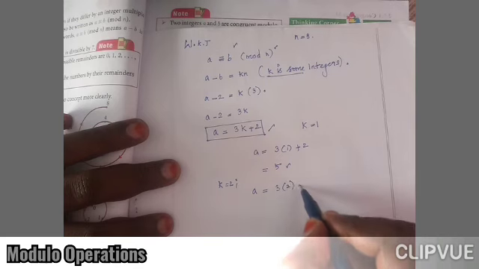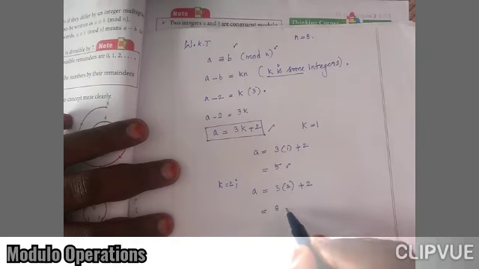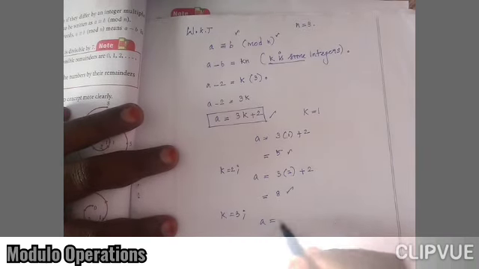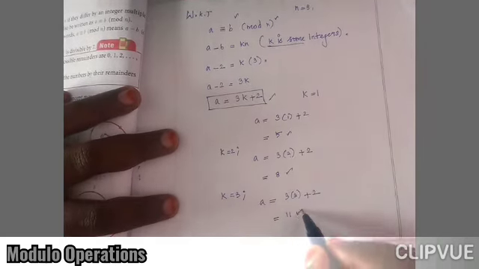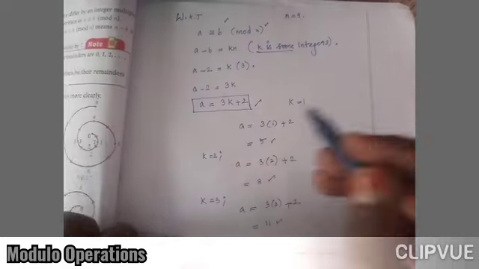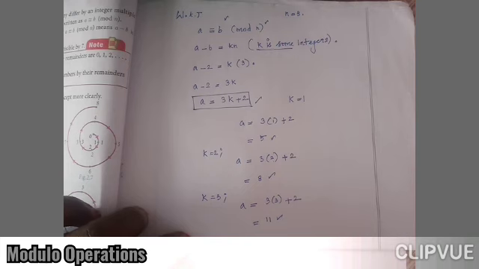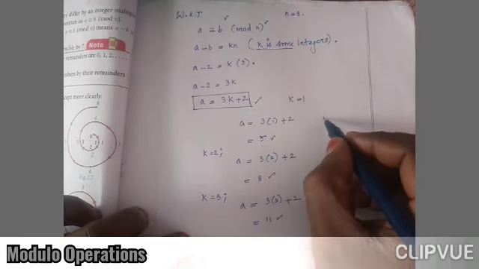A equal to 3 of 2 plus 2. 3 into 2, 6 plus 2, 8. K equal to 3. A equal to 3 of 3 plus 2. 3 plus 3, 9. 9 plus 2, 11. Listen carefully: this is 5, 8, 11, and so on. So when you divide this 5 by 3, it leaves a remainder.